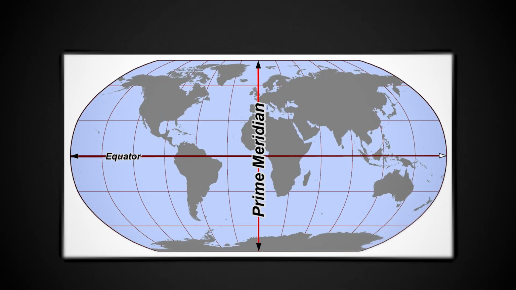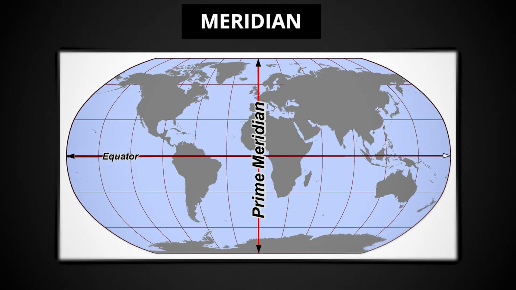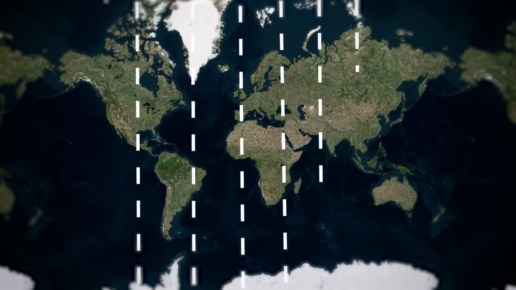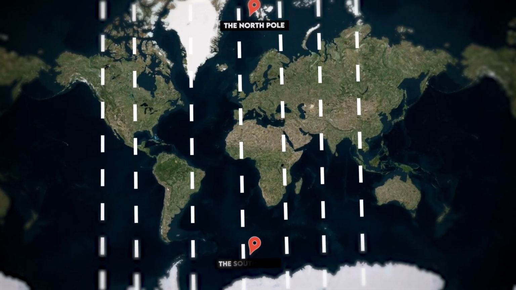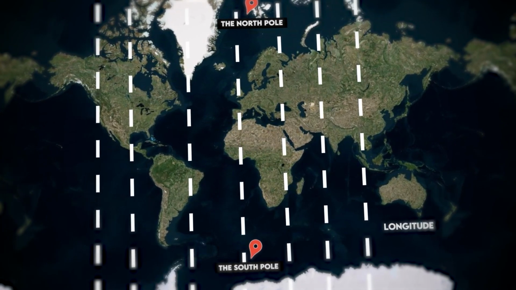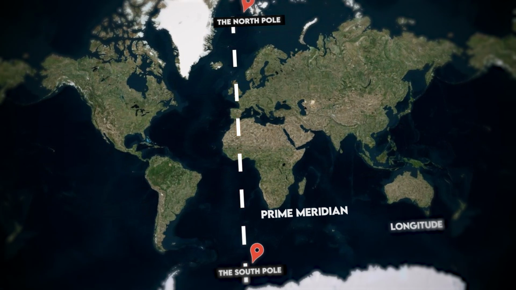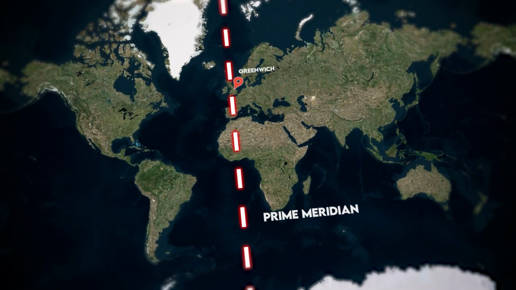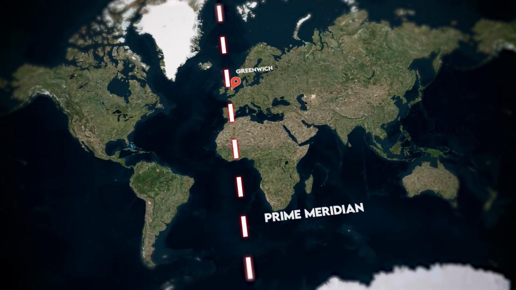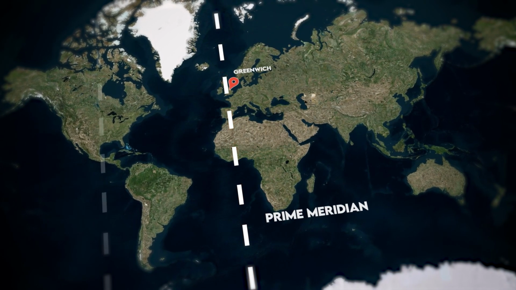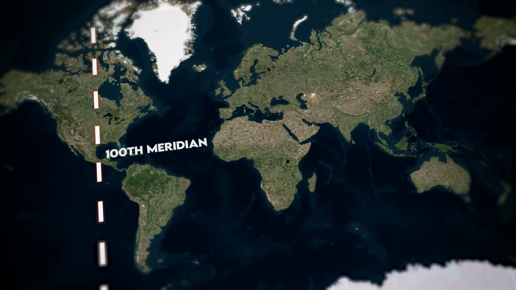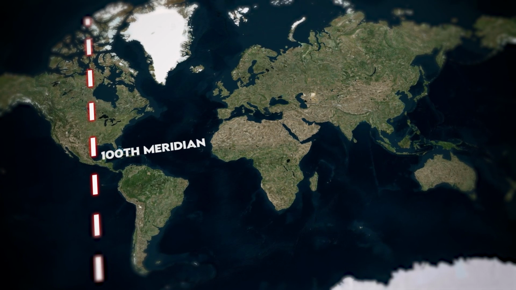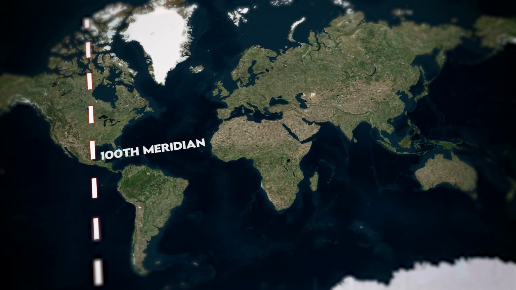To understand why, let's quickly explain what a meridian is. In geography, meridians are imaginary vertical lines running from the North Pole to the South Pole, measuring longitude. The prime meridian, at 0 degrees longitude, runs through Greenwich, England, serving as the world's starting point for measuring east and west. The 100th meridian sits exactly 100 degrees west of that, but unlike most meridians, it has a powerful effect on the land itself.